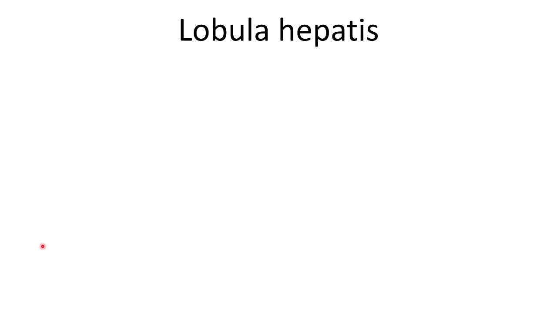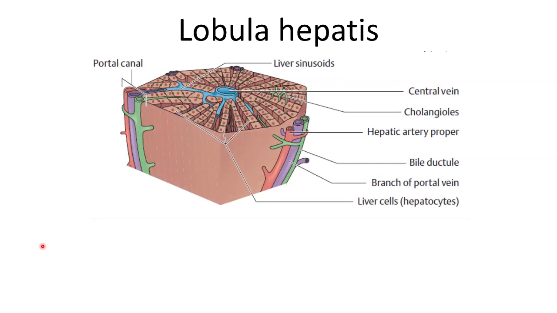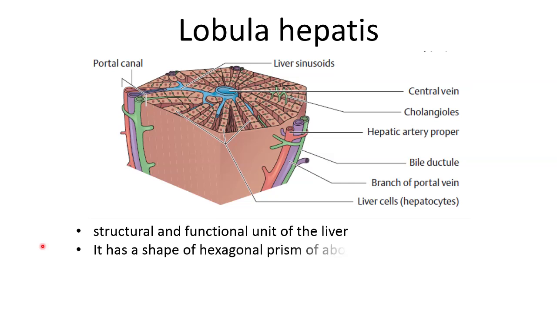Good morning, colleagues. Today we shall discuss the very important issue concerning the lobule of the liver. What is the hepatic lobule? It is presented here, and we can say that the hepatic lobule is the structural and functional unit of the liver. This unit is quite small. It has the shape of a hexagonal prism, and it has a size of about 1 millimeter cubed.